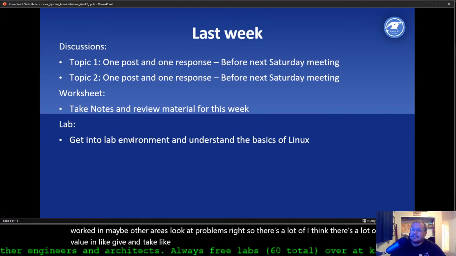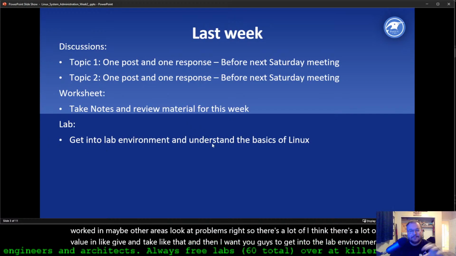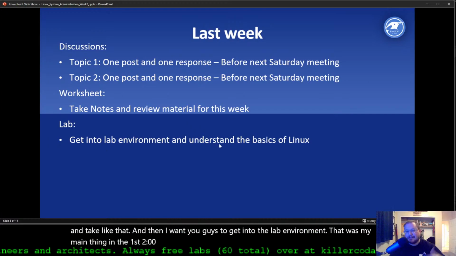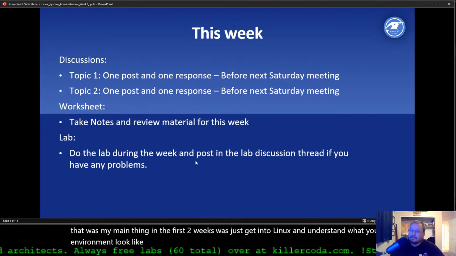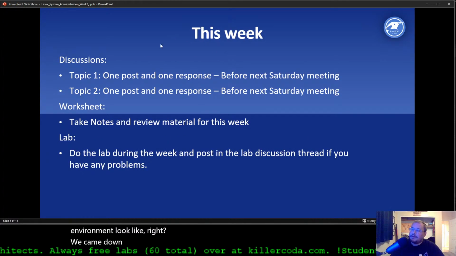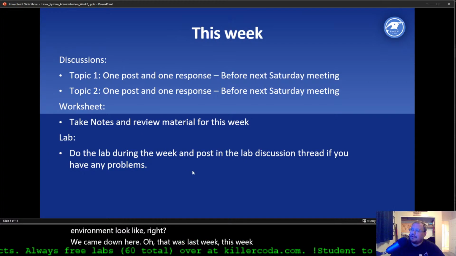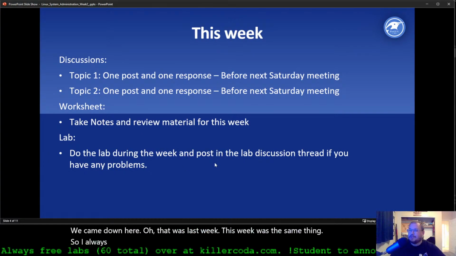And then I wanted you guys to get into the lab environment. That was my main thing in the first 2 weeks, was just get into Linux and understand what your environment looked like, right? We came down here. That was last week. This week was the same thing. So I always do a last week and a this week for each of these.